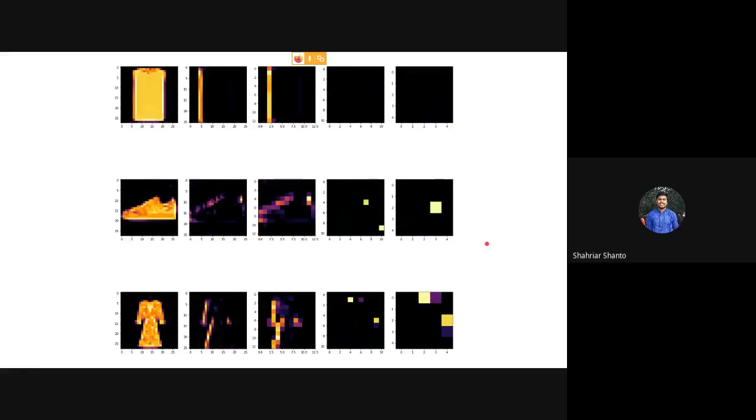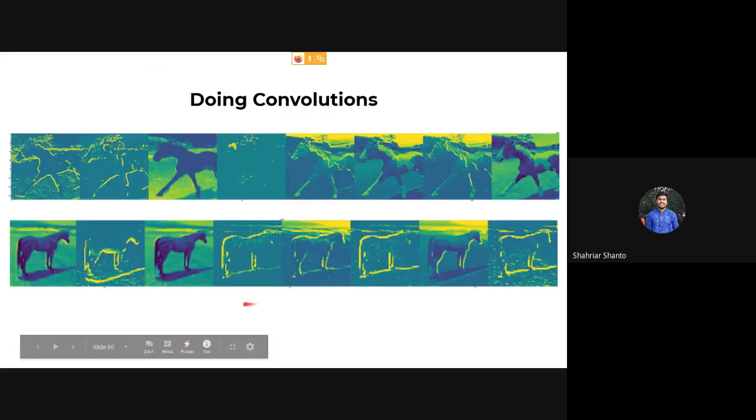Okay, some examples I wanted to show you. This is for pictures of horses. We can see that the actual features of a horse, the shape of a horse, is amplified by doing convolutions.